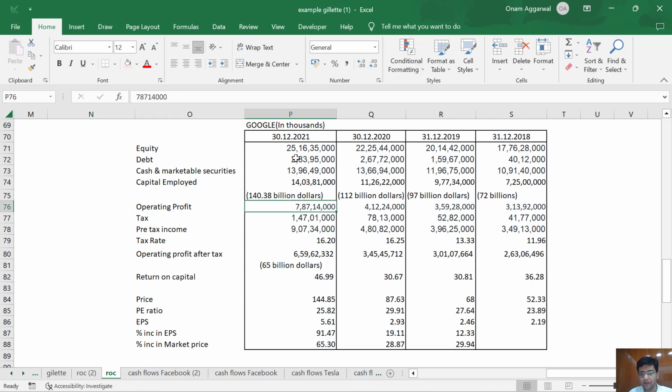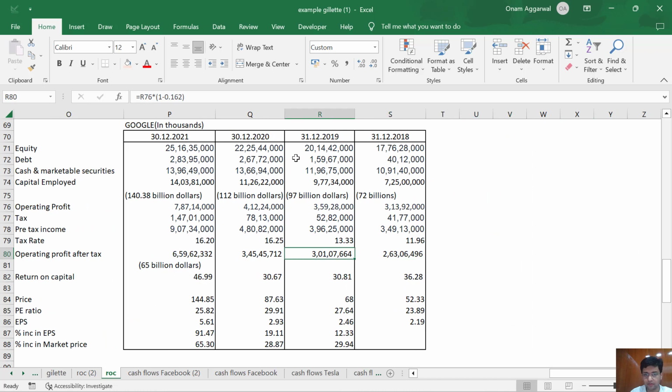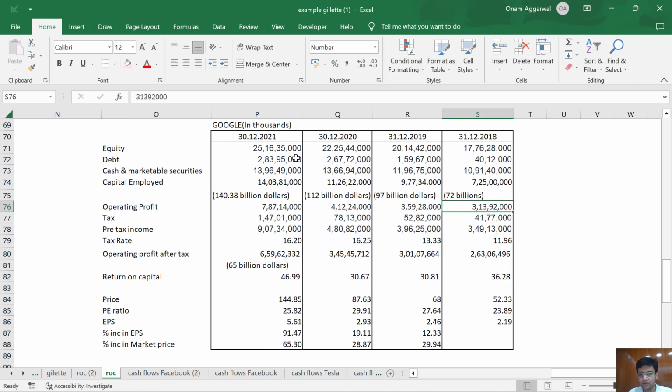We have the operating profit earned by Google year after year, tax rates, and the operating profit after taxes earned by Google year after year. So let's start first with the profits. In financial year ending 2018, Google earned an operating profit after tax of around $26 billion. Next year, that increased to $30 billion. In 2020, it increased to $34 billion. And in 2021, it had a massive leap and increased to $65 billion.